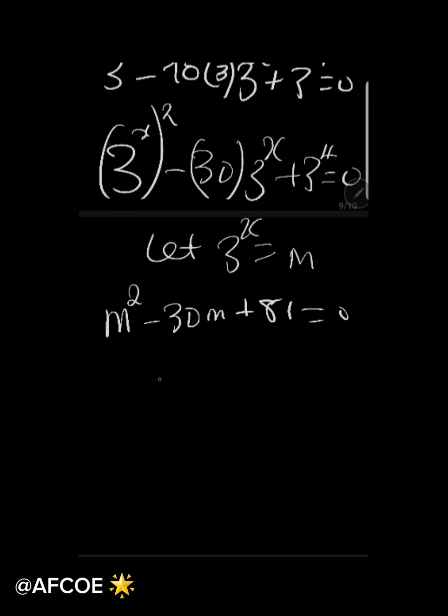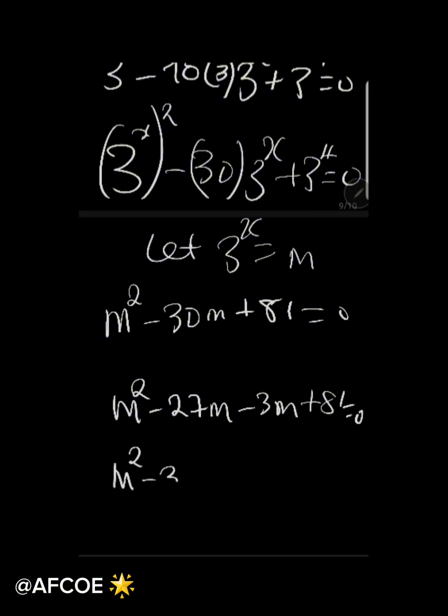So let us go ahead and break it. Negative 30m is the same as negative 27m minus 3m, since negative 27 minus 3 is negative 30, plus 81, all of this equals 0. We are now going to factor this, so I can write it as m squared minus 3m minus 27m plus 81 equals 0.